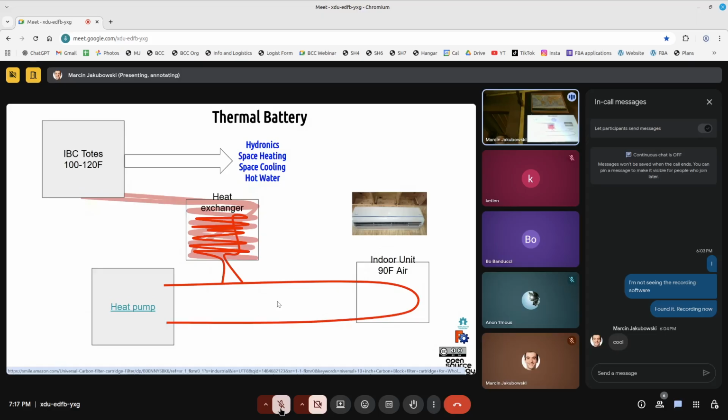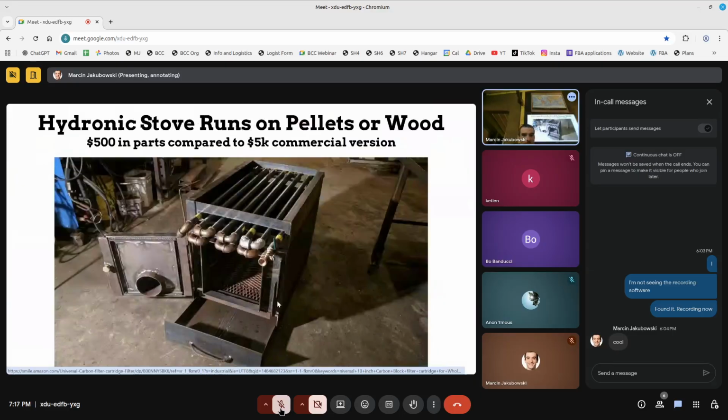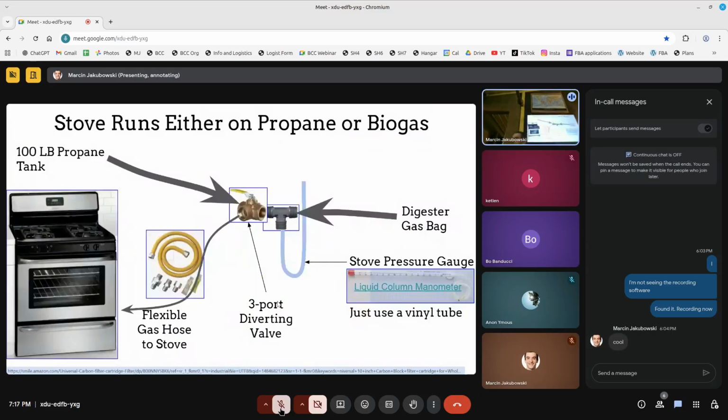Jeremy? I had a question on the stove working off of biogas. My understanding was that biogas is very similar to natural gas. It's also my understanding that a gas stove has a different orifice setup with propane versus natural gas. Yeah, exactly. So have you successfully been able to swap a stove between the two?